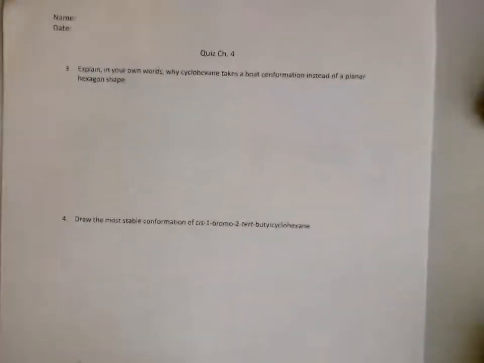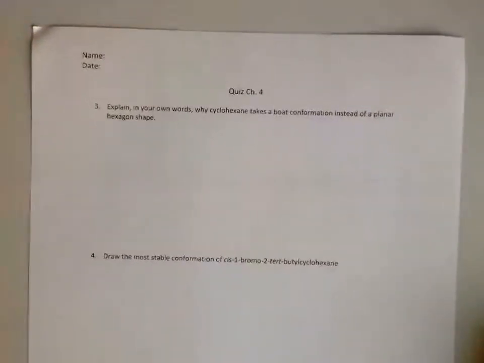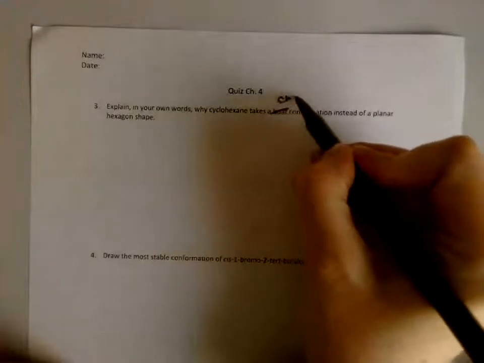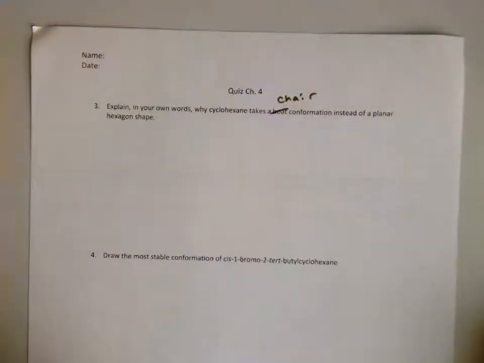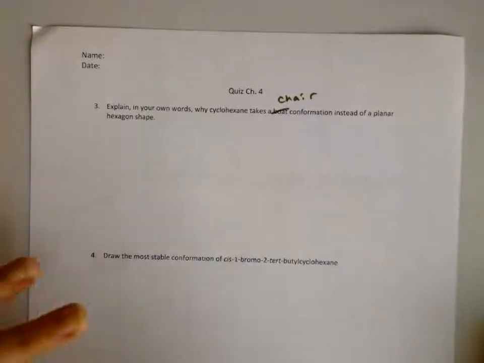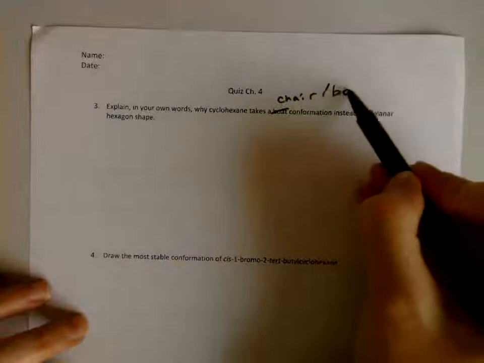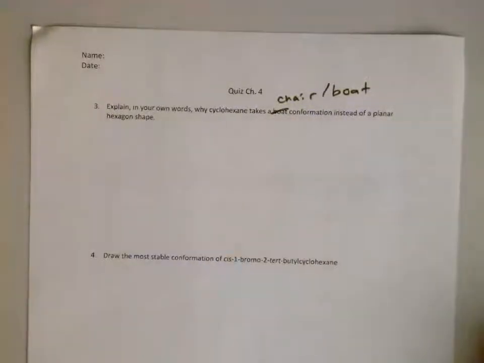Okay. Actually, I think I can get a clean one. Explain in your own words why cyclohexane takes a boat conformation instead of a planar hexagon shape. When I was grading this, I realized that some of you interpreted this as chair, probably without thinking. I didn't really want to count off points for that. I felt like, oh yeah, that makes sense because they're thinking of the most stable conformation. So I graded generously on this. And if you answered as a chair or a boat, I gave full points.